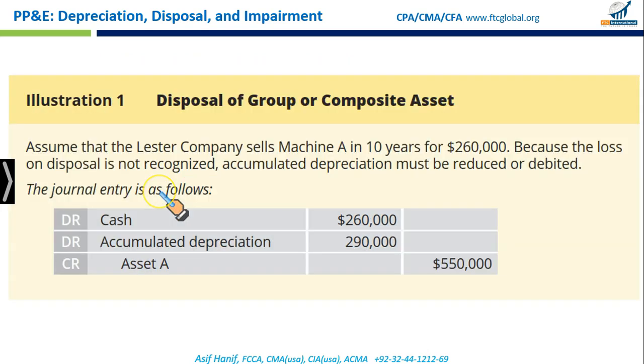Like in this case, machine A that we are selling has a cost of 550, right? Being sold for 260. So we remove the cost by crediting 550. We receive cash 260. The difference goes to accumulated depreciation.